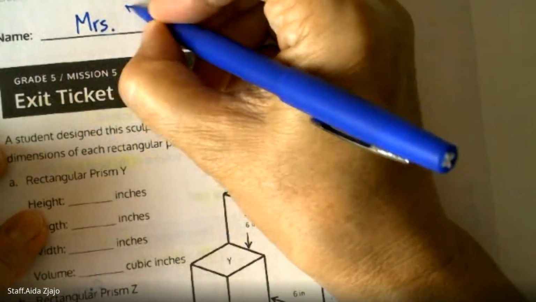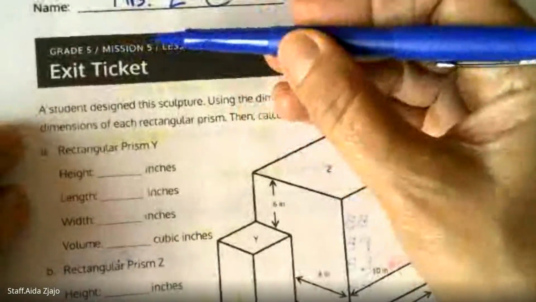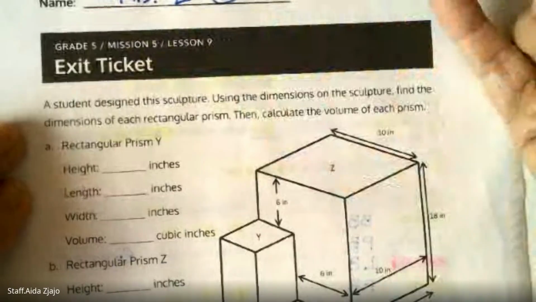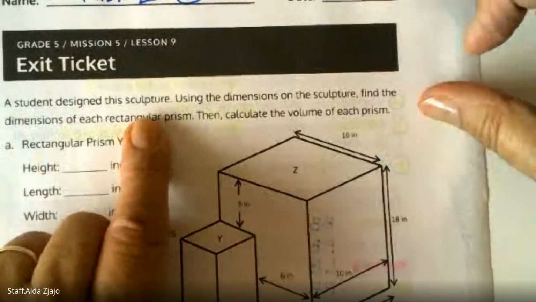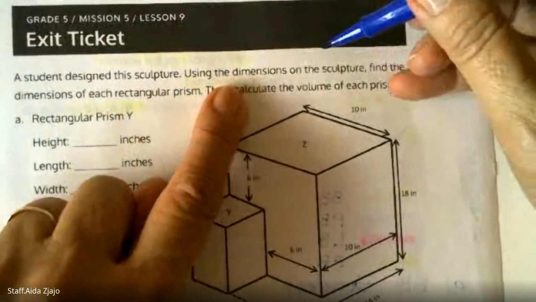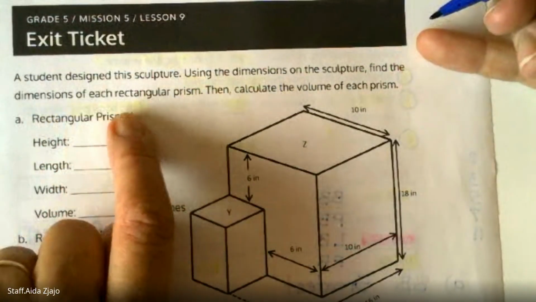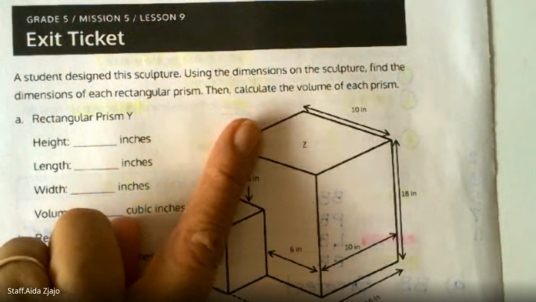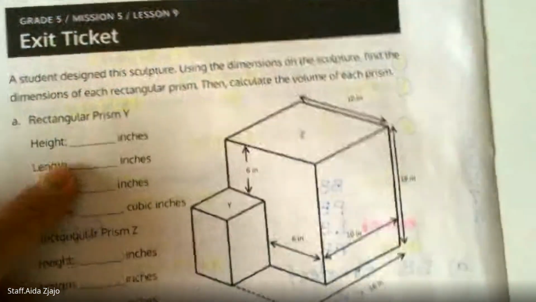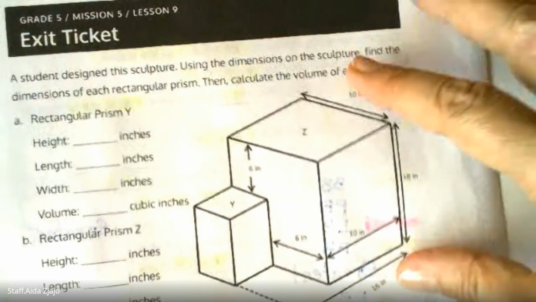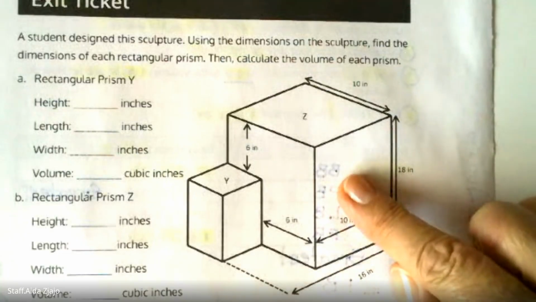Grade 5, Mission 5, Lesson 9, Exit Ticket. A student designed a sculpture using dimensions on the sculpture. Find the dimensions of each rectangular prism, then calculate the volume of each prism. So this is that sculpture that they created.